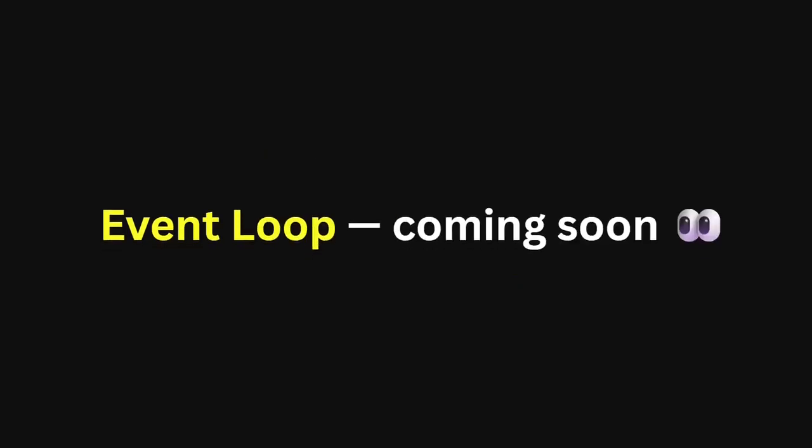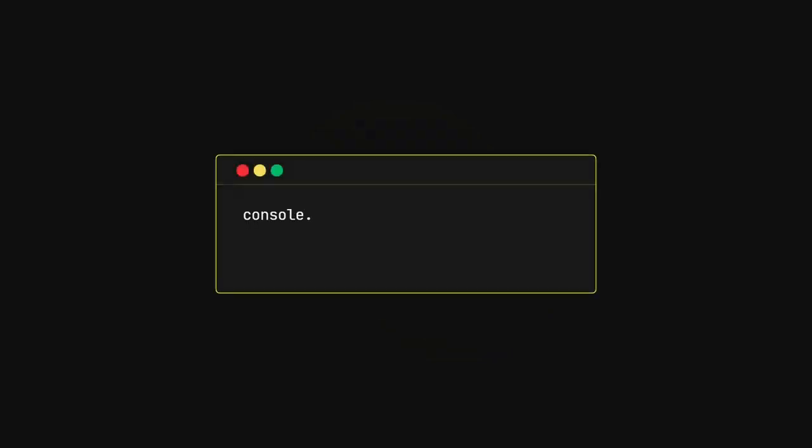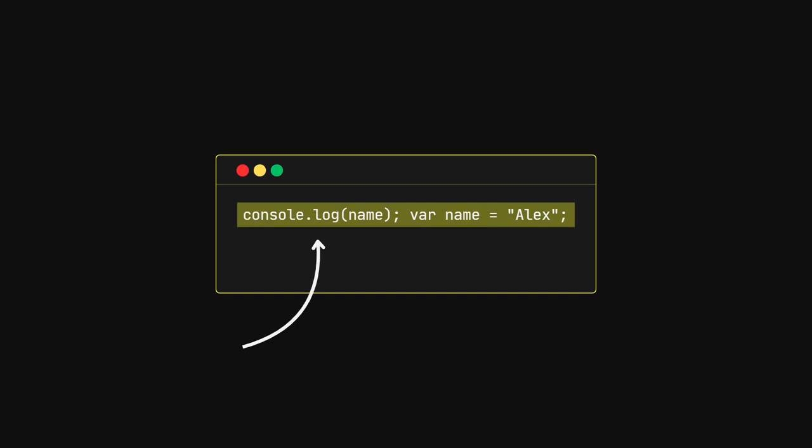We'll get to it, but first let's talk about something even more basic that trips everyone up. Every JavaScript tutorial teaches you var, let, and const. But most skip the part that causes actual bugs. Let's start with var. Here's something that will look wrong but actually works. You're logging a variable before you even declare it. Shouldn't that crash? It doesn't crash, it just prints undefined.